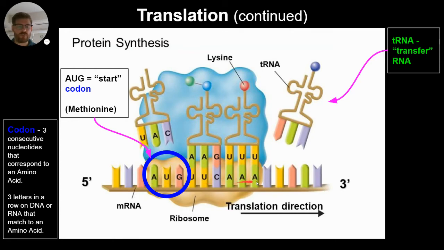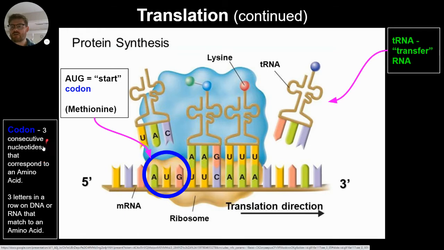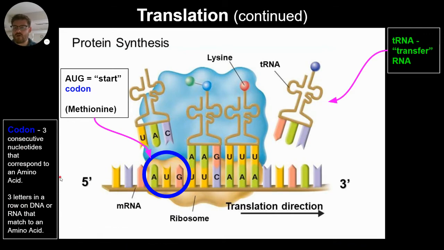There's 4 different nucleotides, and they're in a big long chain in some order. And the way it reads it is 3 letters at a time. Every 3 letters here is what we call a codon. Okay? So 3 consecutive nucleotides that correspond to a specific amino acid. Or 3 letters in a row that match to an amino acid.